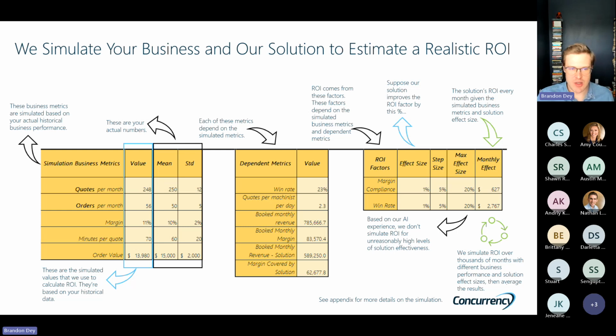So this isn't demand planning, but it's the same idea. We do this for all of our use cases. Those simulated business metrics based off of historicals impact certain metrics that we call dependent metrics, each of which are not ROI in and of itself, but do drive ROI. And so we combine those dependent metrics to arrive at an ROI number for the different ROI drivers.